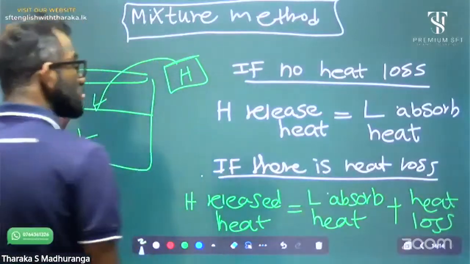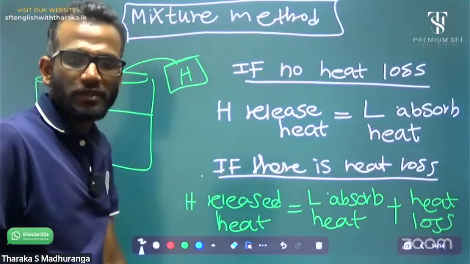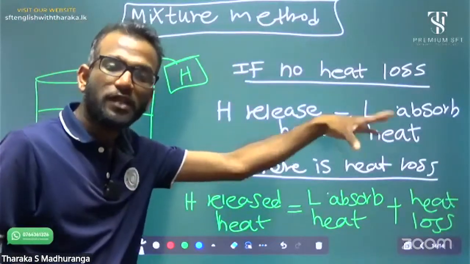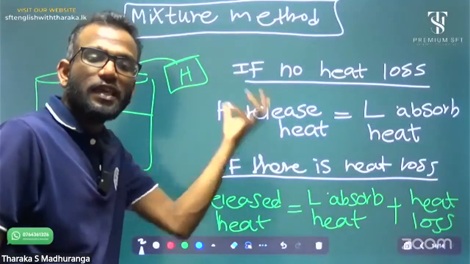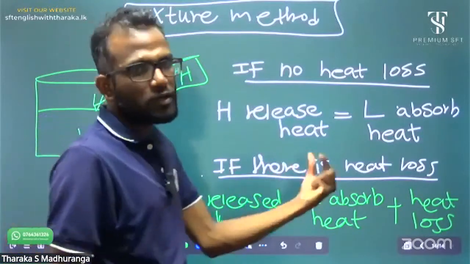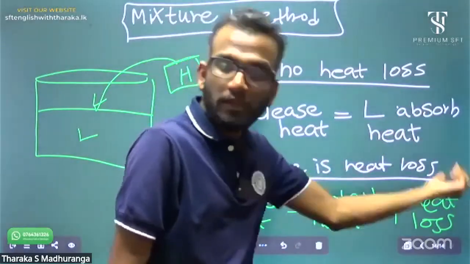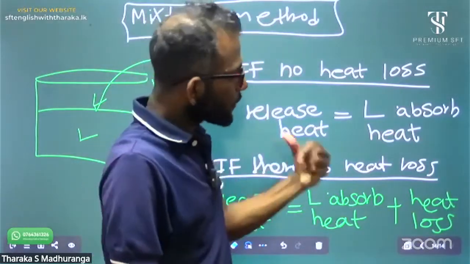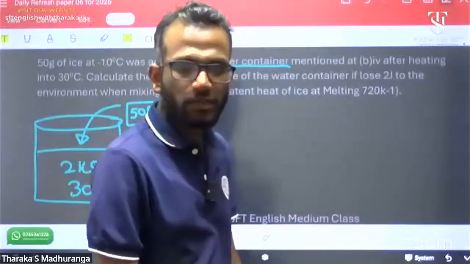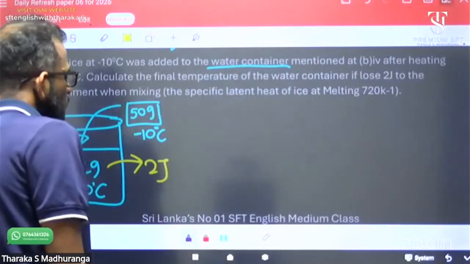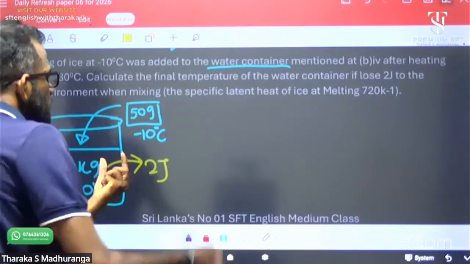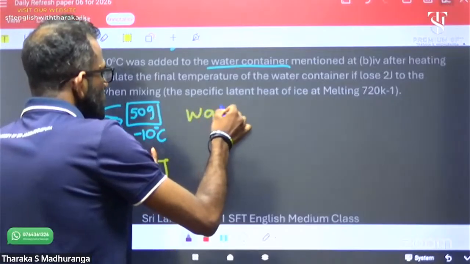This is a theory. If there is no heat loss, the high temperature substance releases heat equal to the low temperature substance absorbing heat. If there is heat lost, what's the rule? The heat released equals the heat absorbed plus the amount of lost heat. Now, according to our final question, there is a heat loss, right? Therefore, who is releasing heat, water or ice? Water, no? Water is at 30 Celsius.